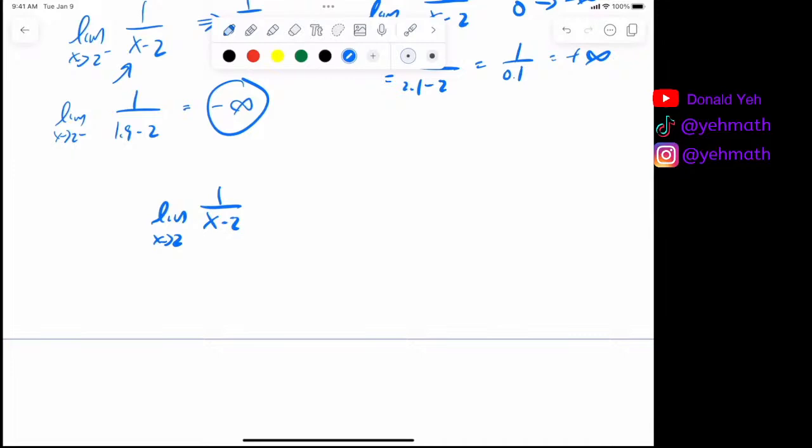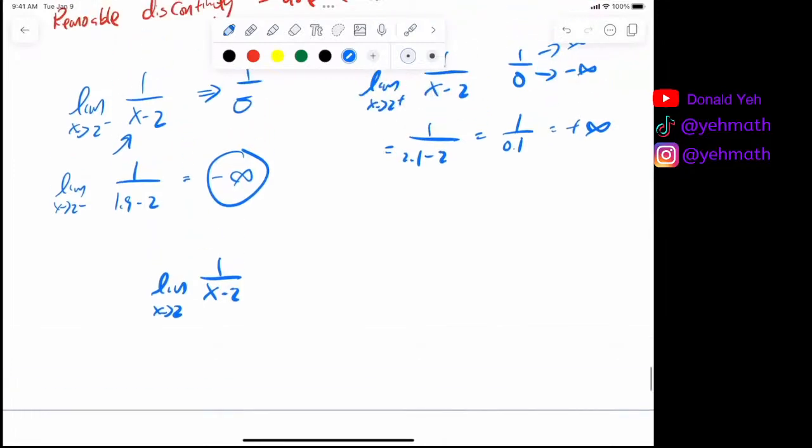And we already did that. The conclusion is going to be does not exist due to this. Right? Because one is going to negative infinity, one's going to positive infinity. Guess what? That is going to be does not exist because they cannot reach the same conclusion. And that's that.